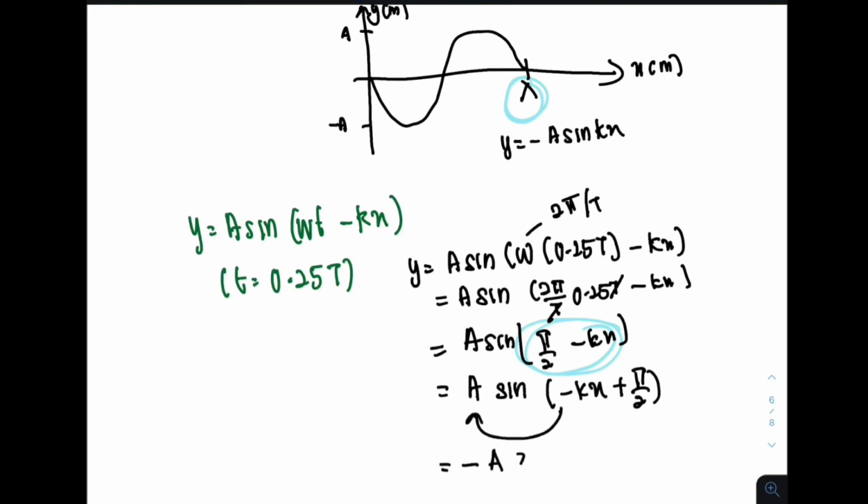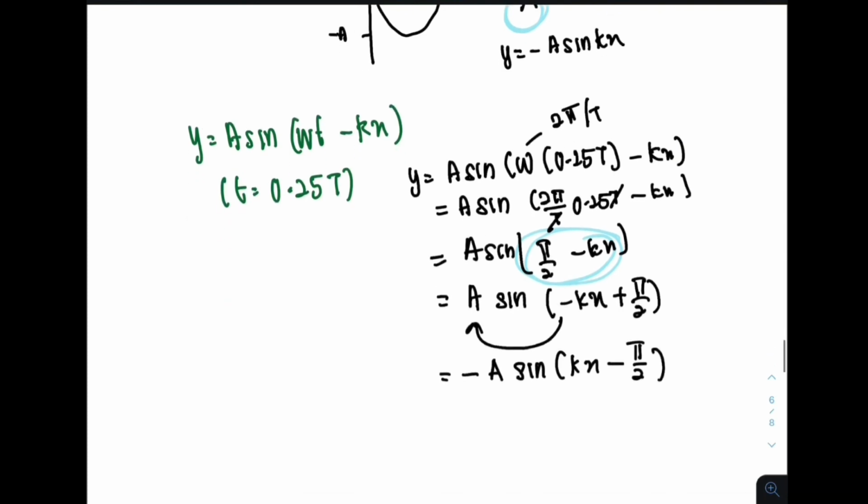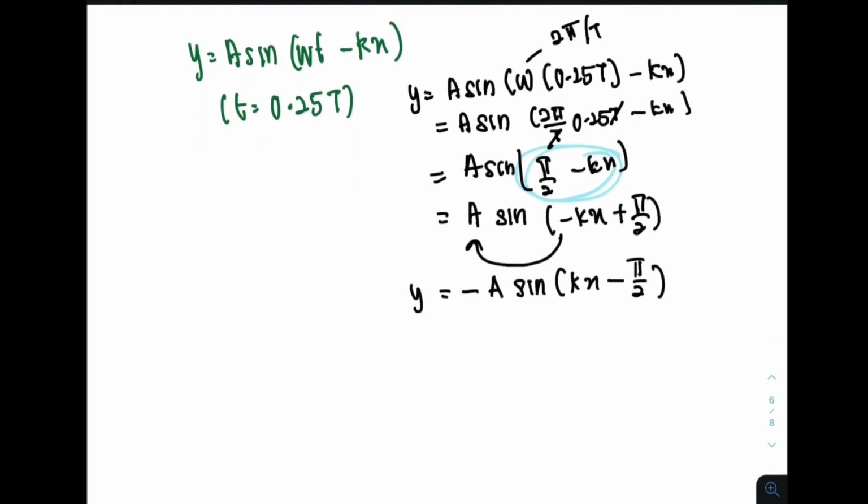So I will put the negative in front of the sin, so that my kx is positive. When I factorize the negative, here there is also minus pi over 2. So my equation now becomes y equals negative A sin kx minus pi over 2. Where according to this graph, I have a constant, which is phi. I have a phase angle.